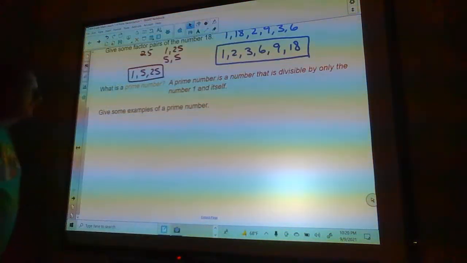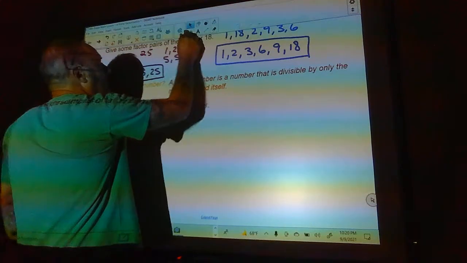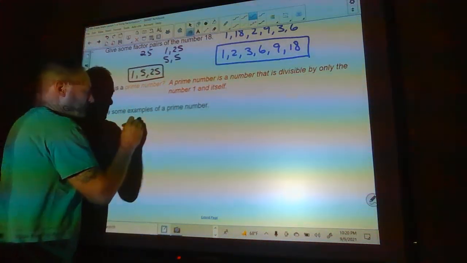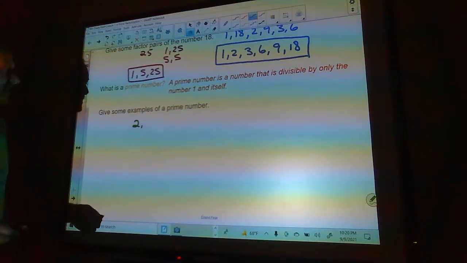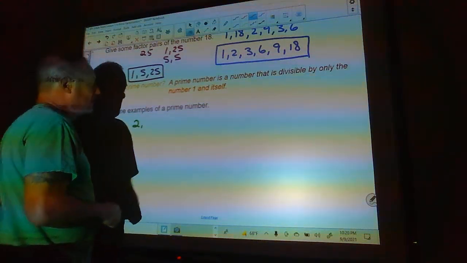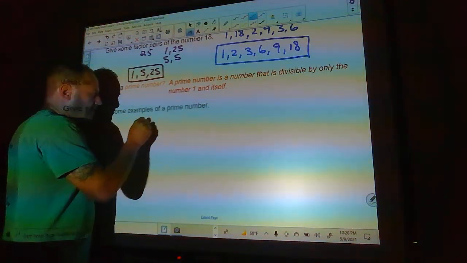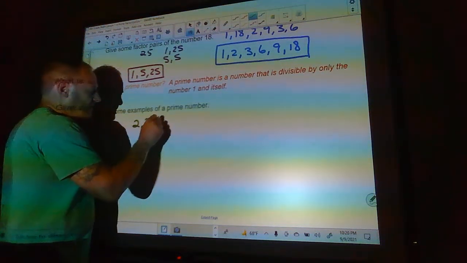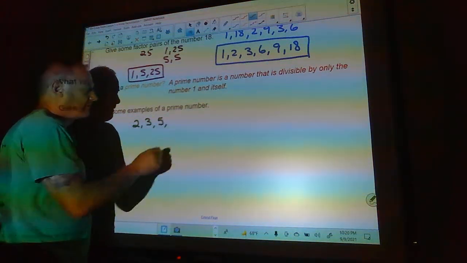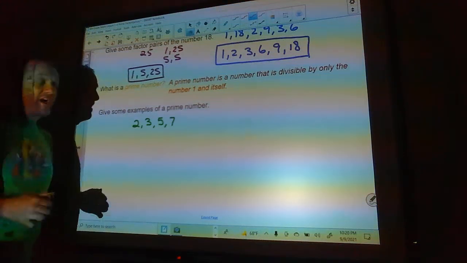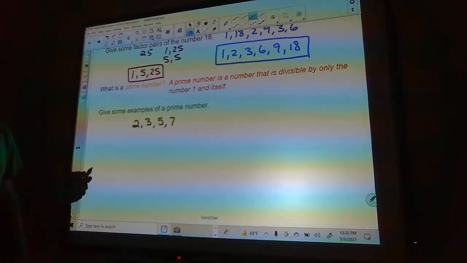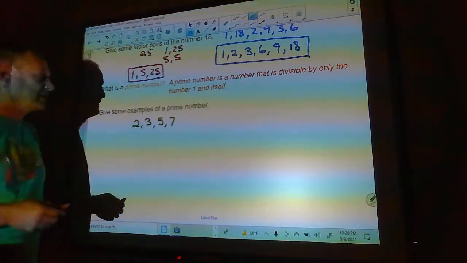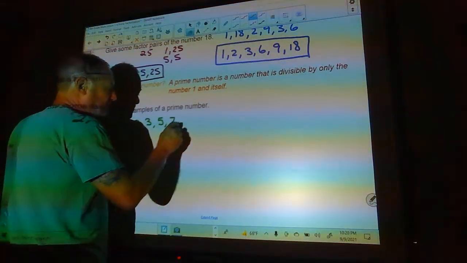Okay, so give some examples of prime numbers. Yeah, we said 2 was a prime number. 2 is, in fact, the only even prime number. Every other even number is divisible by 2, and so it's not prime. 3, 5, 7. Now, not every odd number is prime. Like 9 is not prime because you can divide it by 1 and 9 and by 3 and 3. So you'd skip that one.